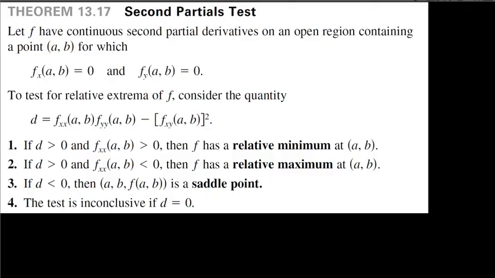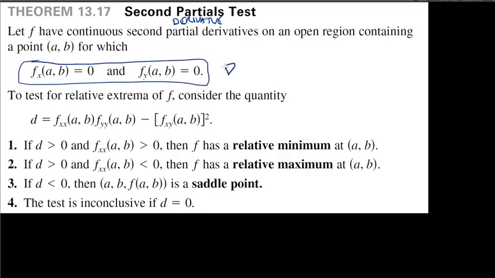Again, this is from the book, and this is the second partial derivative test. Remember, we're in Calc 3. It's not second derivative anymore, it's second partial derivative. I don't know why they said that. So, the second partials test: you have a continuous function f whose second partial derivatives exist on some open region for which the first derivatives are 0.